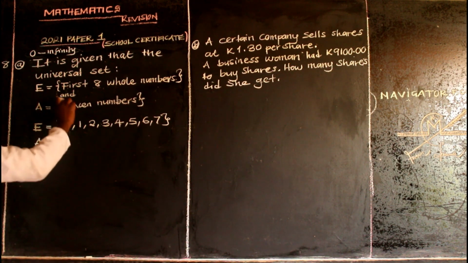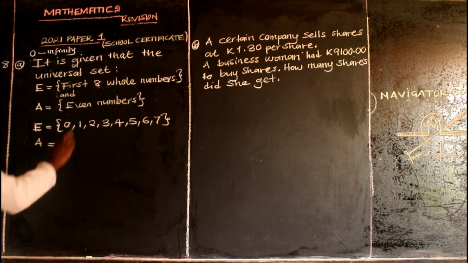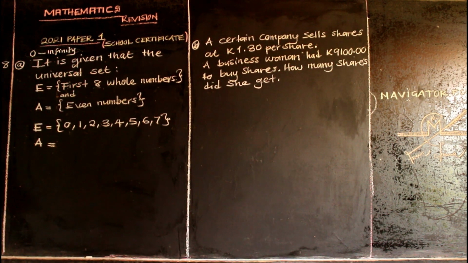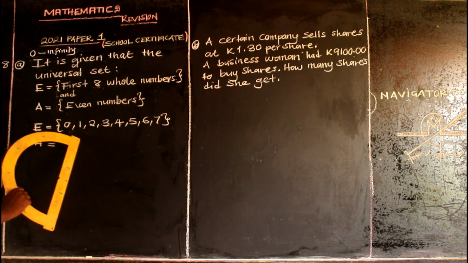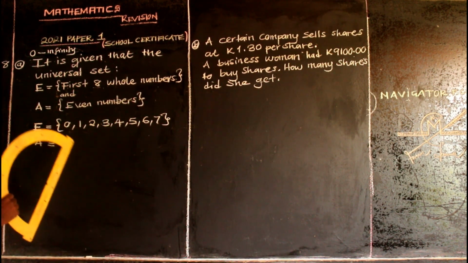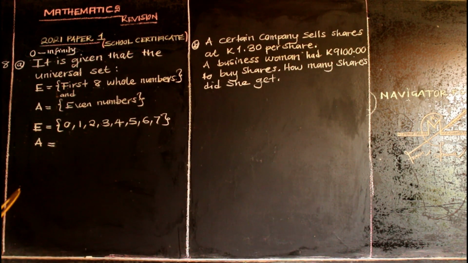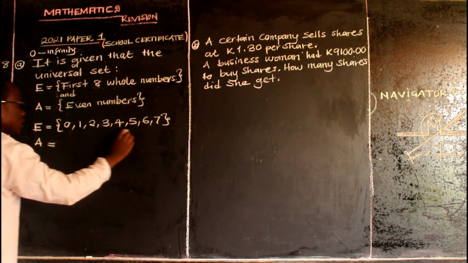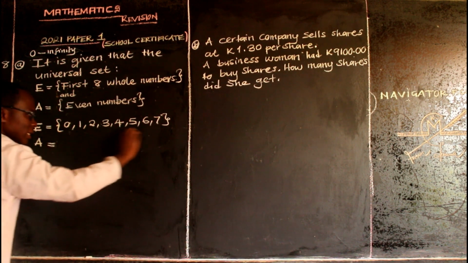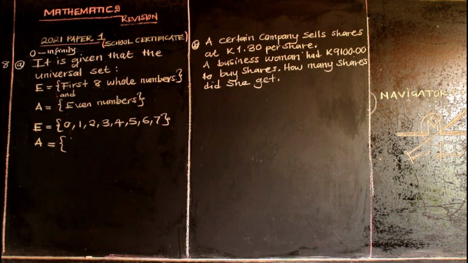We cannot come up with even numbers without knowing what even numbers are. Even numbers are numbers which are divisible by 2, numbers in which 2 can go into without leaving a remainder. So we're going to identify even numbers from this universal set. Which ones are divisible by 2?